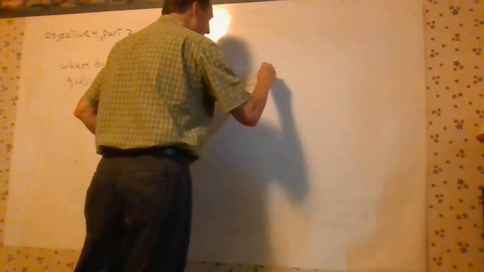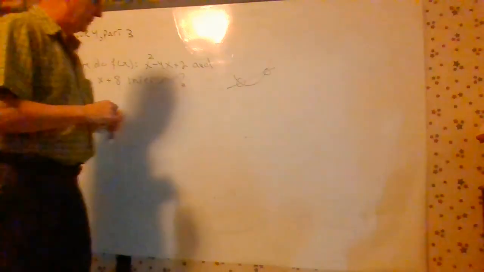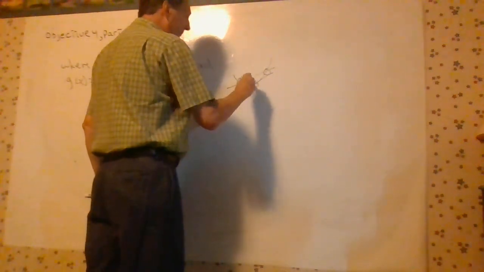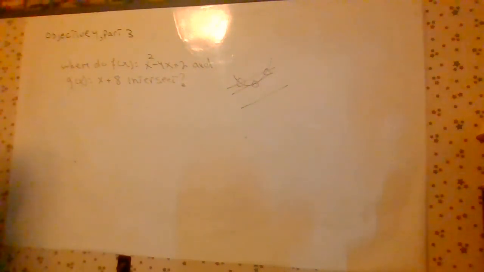We have a parabola and a straight line, and they might intersect. Several different things could happen. They could intersect at 2 points, they could intersect at 1 point, or if the line's down here, they could not intersect at all. And the algebra bears this out.